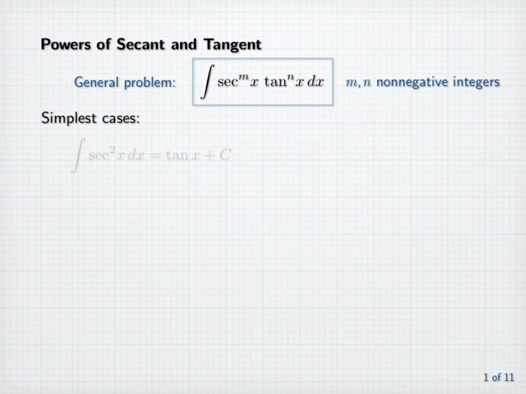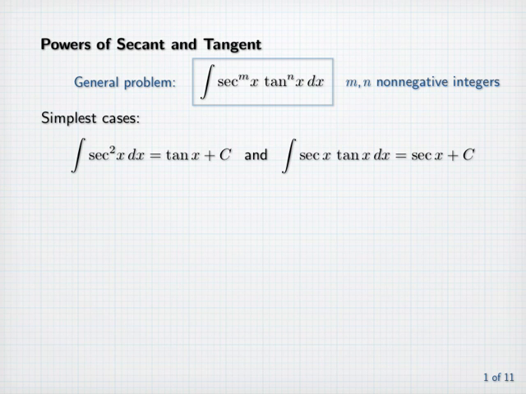The integral of secant squared x dx equals tangent x plus c, since secant squared is the derivative of tangent, and the integral of secant x tangent x dx equals secant x plus c, since the derivative of secant x is secant x tangent x. What about the integral of tangent x dx?